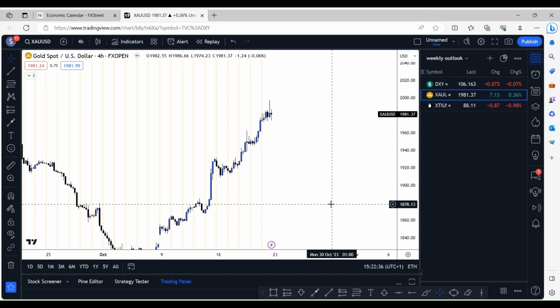So this is going to be the weekly outlook posted every Saturday evening. We're going to break down the US dollar, gold and also oil for the week ahead.